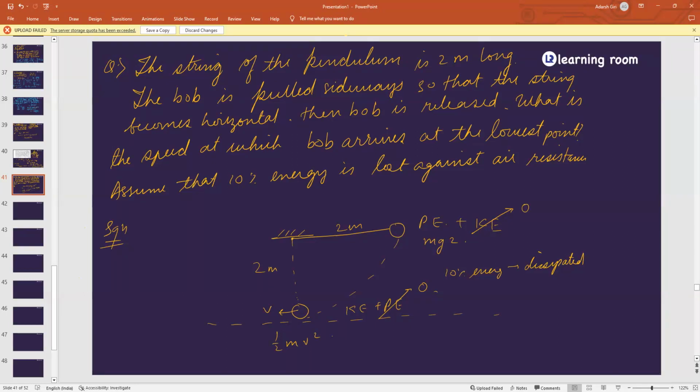So mg into 2, 90% of it has been converted into half mv square. Yes or no? Yes, sir. Right? So the m gets cancelled. If you calculate this, v is root under 90 by 100 into 2 into g, you'll get 6 meter per second. That is the answer. Everyone has done the same thing? Got the answers? Yes, sir. Okay. Shall we move on to the next question? Yes, sir. All right.